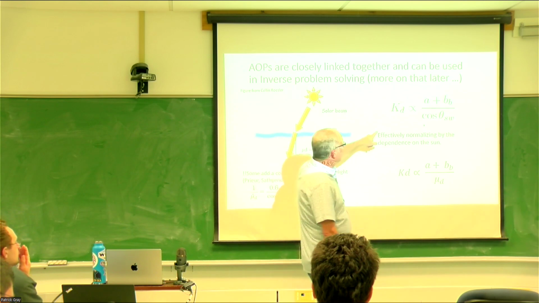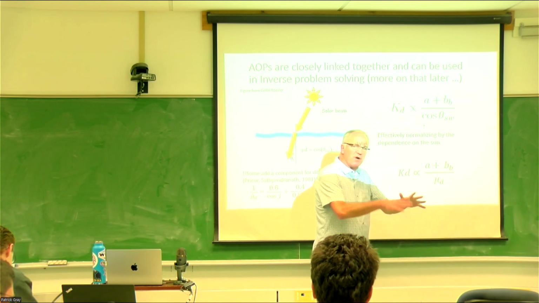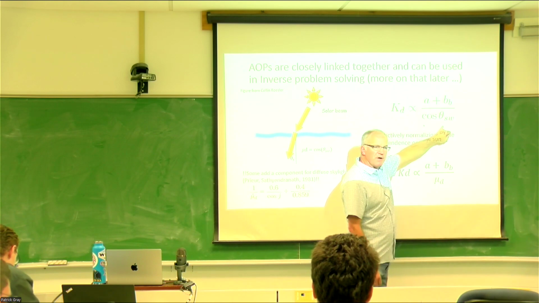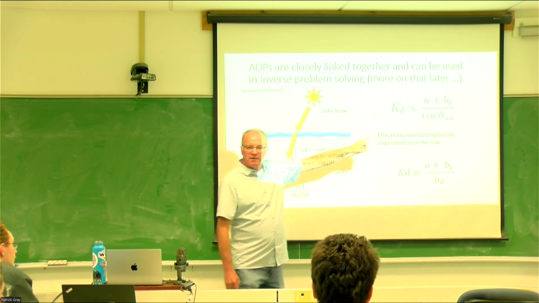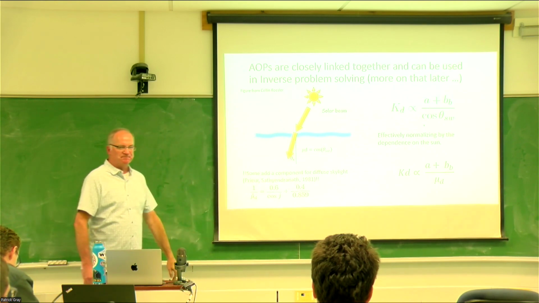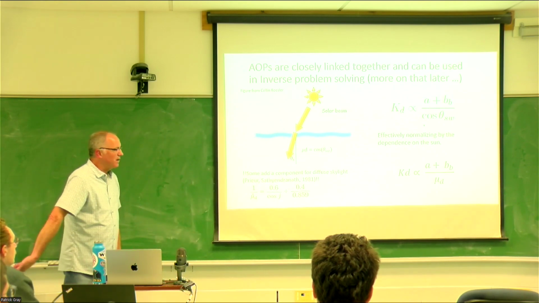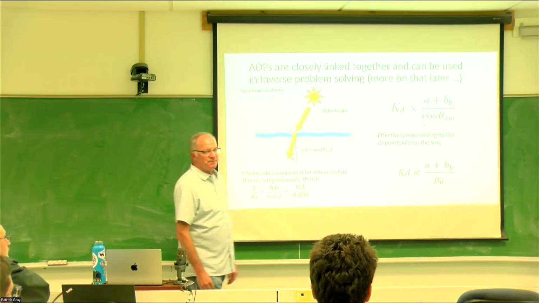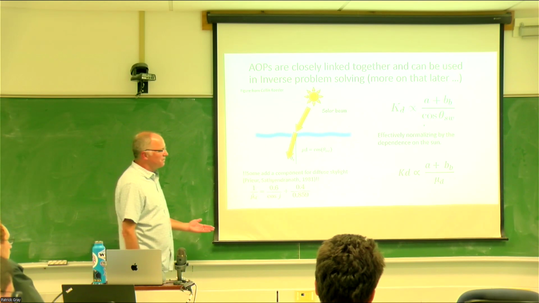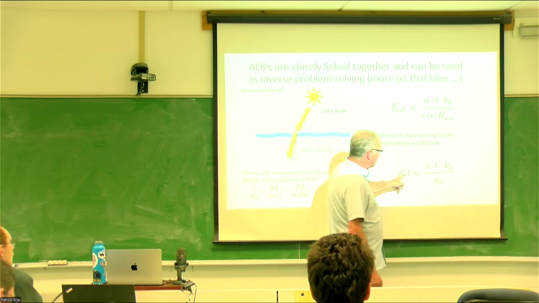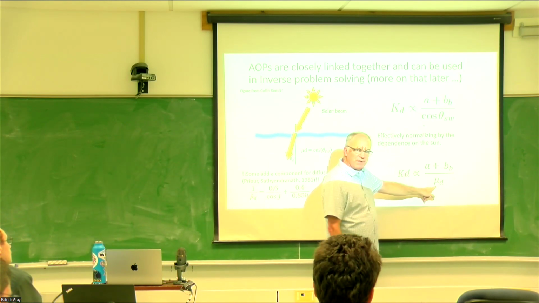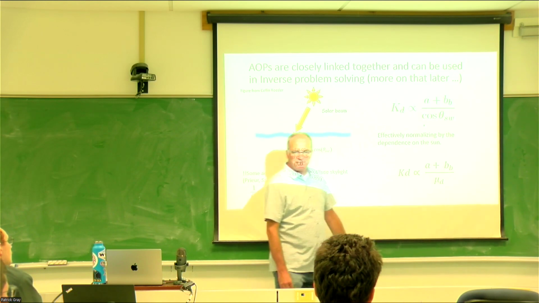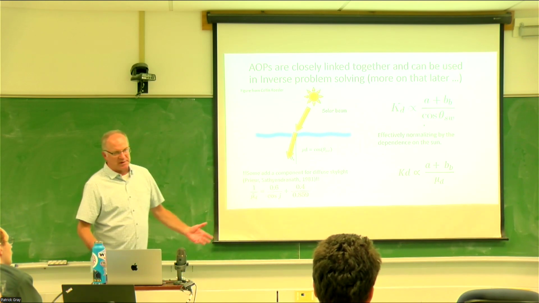Essentially, KD is a pretty darn good approximation of A plus B_b over the cosine of that angle, the average cosine angle, which is mu bar. So you can use KD measurements, if you know what the average cosine is, to get at A and B_b, or A plus B_b.